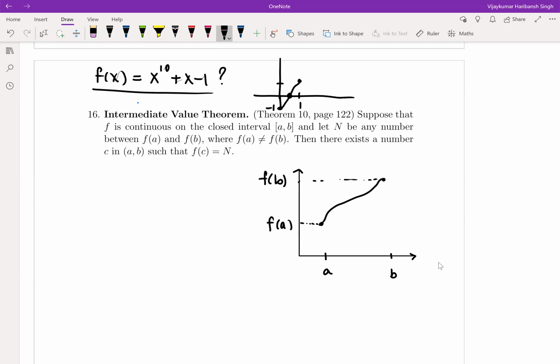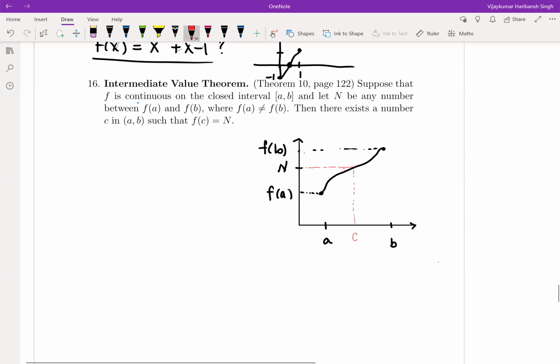Then the intermediate value theorem tells you if you pick any n in between f of a and f of b, any n, then for this n, I can find a c. So for this n, there exists a c in [a, b] such that f of c equals n. So this is what the intermediate value theorem is. It says for every n between f of a and f of b, there exists a c such that f of c is n. But the function should be continuous.